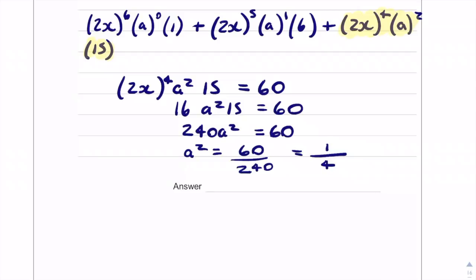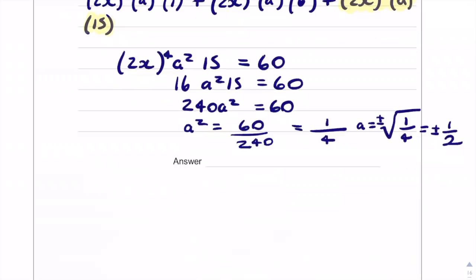So a squared is equal to a quarter. And if we do the square root of a quarter, which is going to be plus or minus, that gives us a is equal to plus or minus a half. So that is our final answer for a. So a can equal a half or minus 1/2.